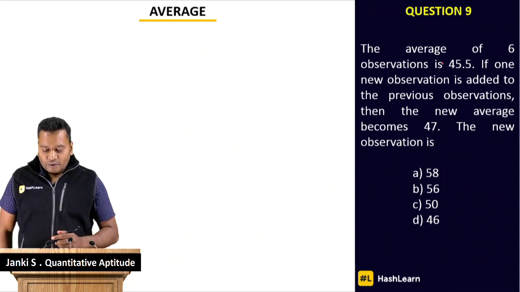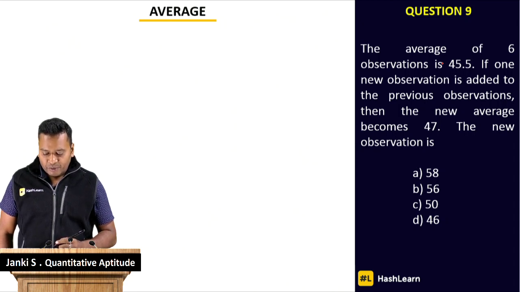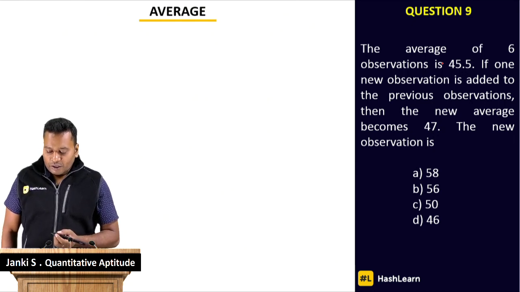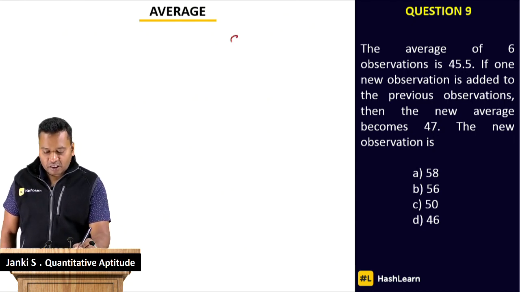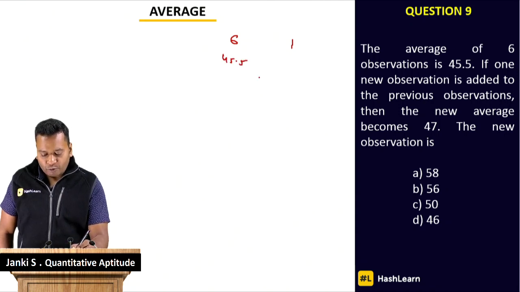The average of 6 observations is 45.5. If one new observation is added to the previous observations, then the new average becomes 47. Here I can do the same thing. 6 terms are there. I'm adding one more term. So the average for these is 45.5, and if I add one more, then the new average becomes 47. So the new average is 47 here.